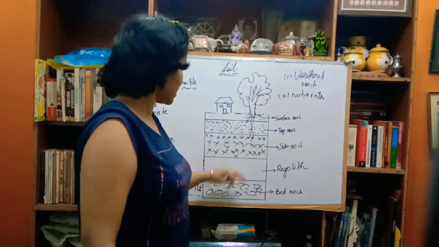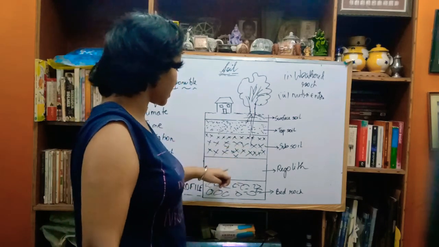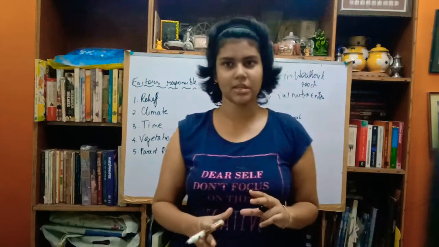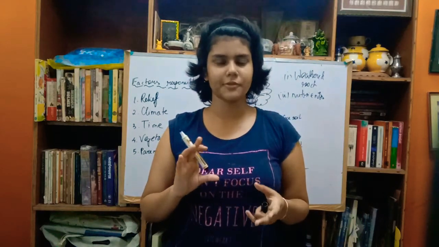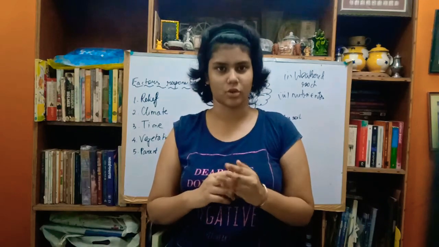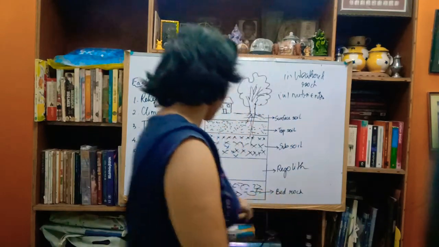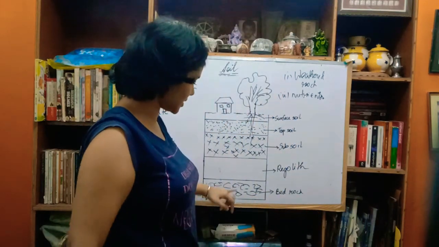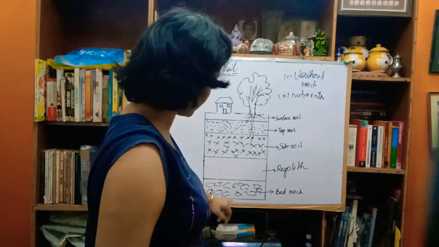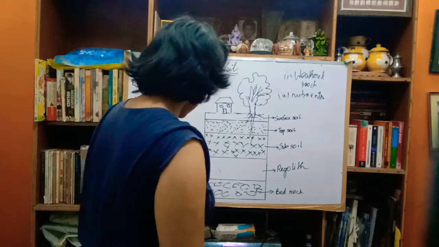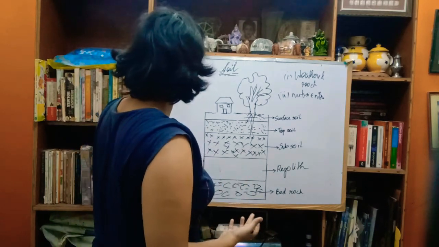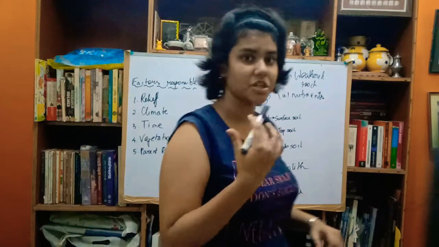We have the subsoil, which is below this. We have something called regolith. Regolith is basically a bed of porous rocks. Okay, regoliths are porous rocks. And we have the bedrock. This is the lowest layer. This is very near to the Earth's core, like the interior of the Earth. Now, there are certain factors responsible for the formation of soil.